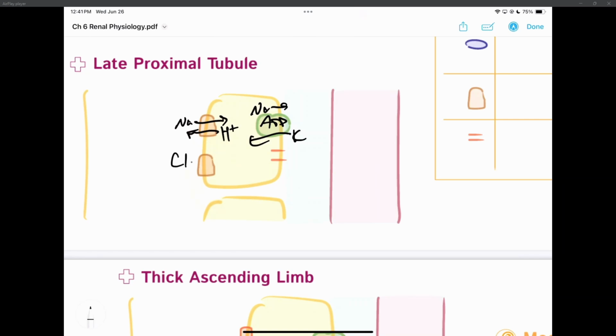We have a chloride with a formate cotransporter. We'll learn about formate later when we get to the other titratable acids and so forth. Just know we have sodium and chloride going into the wall at this point in the late proximal tubule, and sodium and chloride by itself, they can also go through the fenestrations in between the walls as well. So that's how it works in the late proximal tubule.